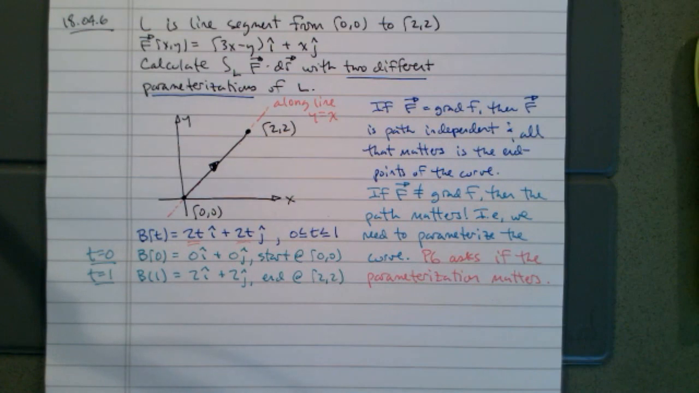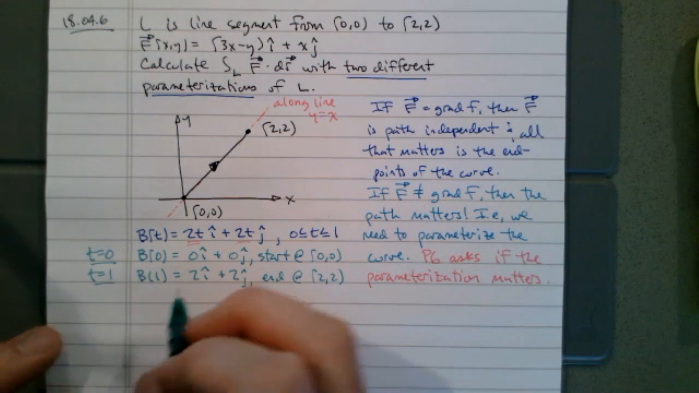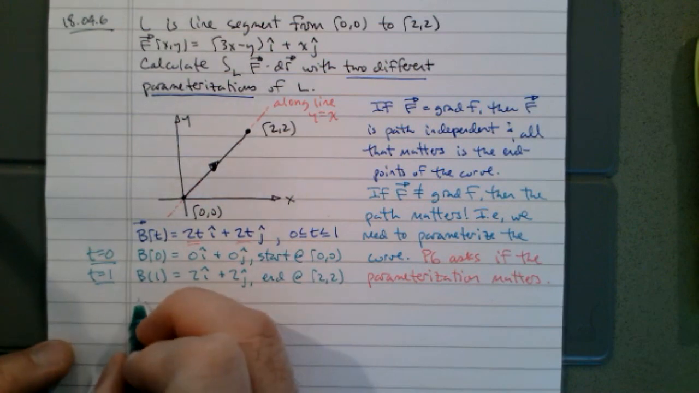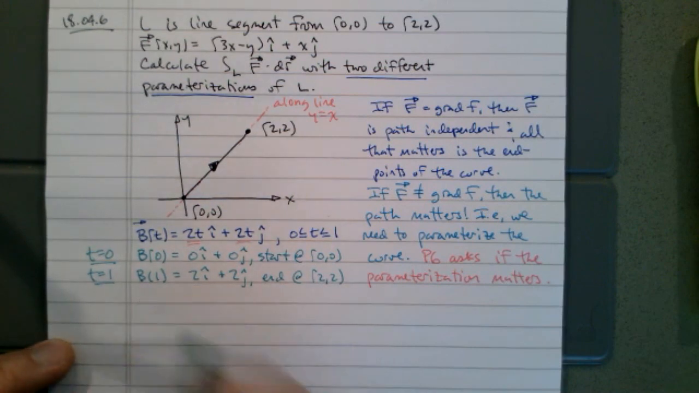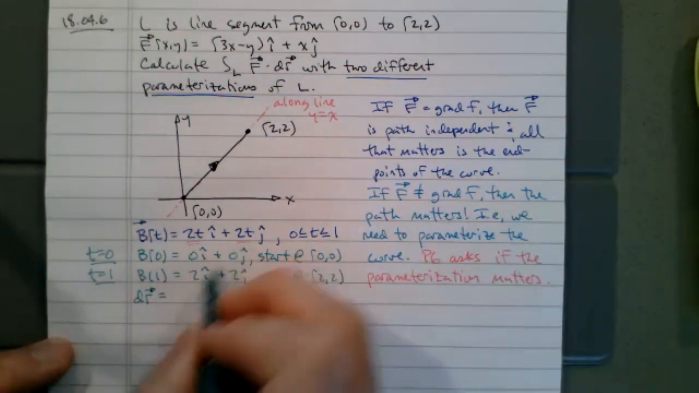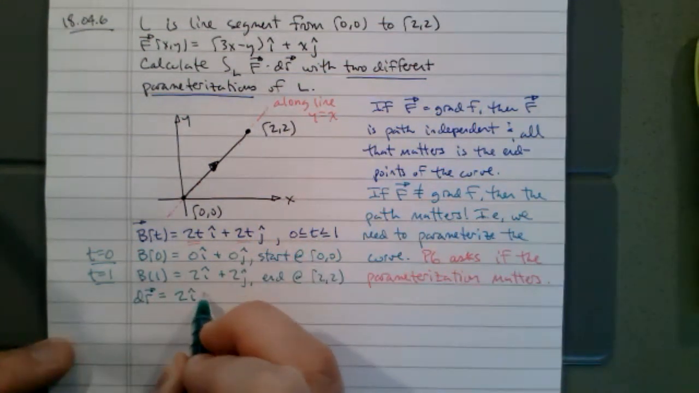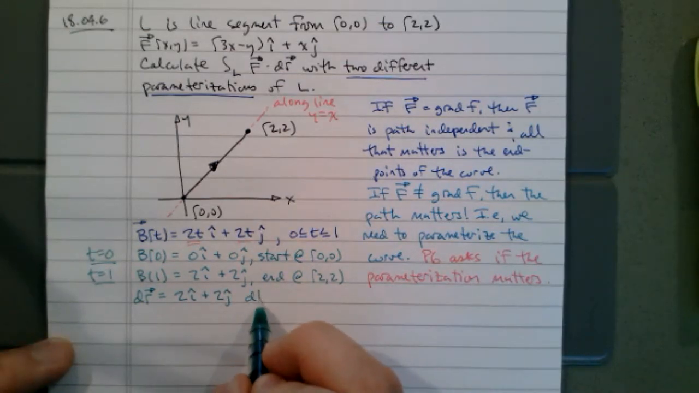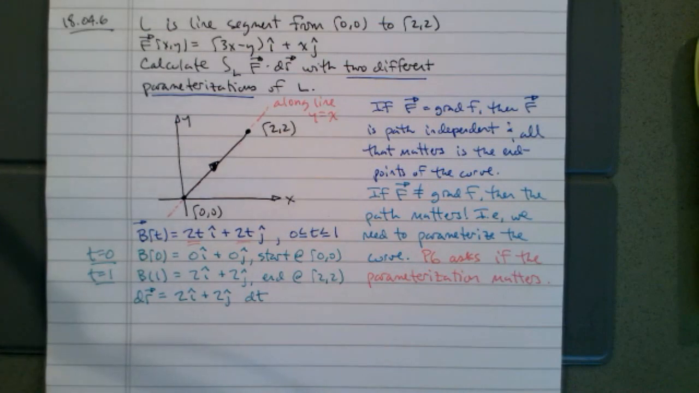All right. So let's calculate this line integral. We've got our parameterization b(t). Oh, I was using b(t) for the direction. Uh-oh. So here's our b(t), and this is taking the place of r. If I look at dr, it's going to be the derivative, so it's going to be 2i + 2j dt. So now I have dr.